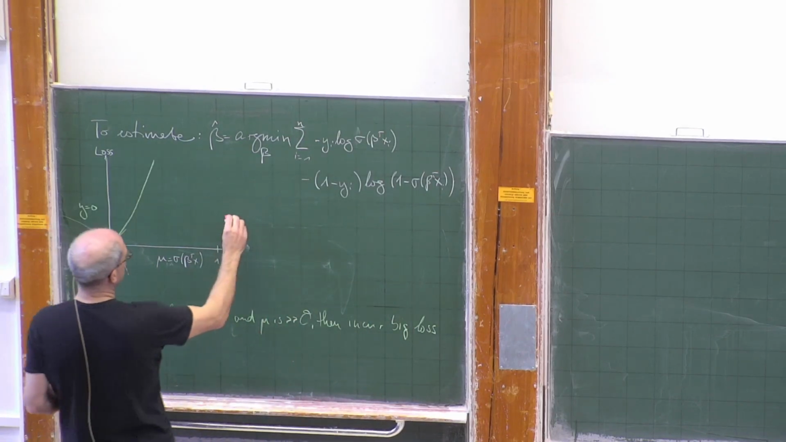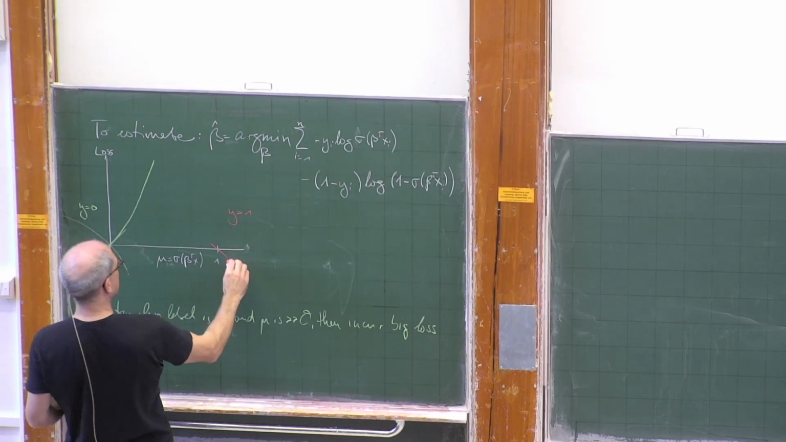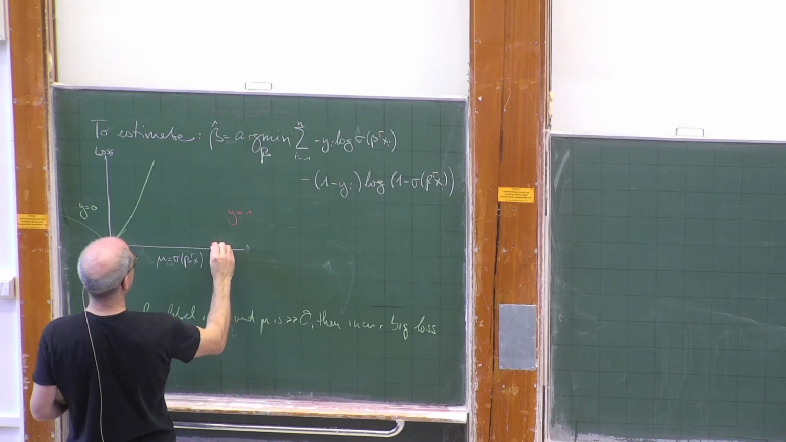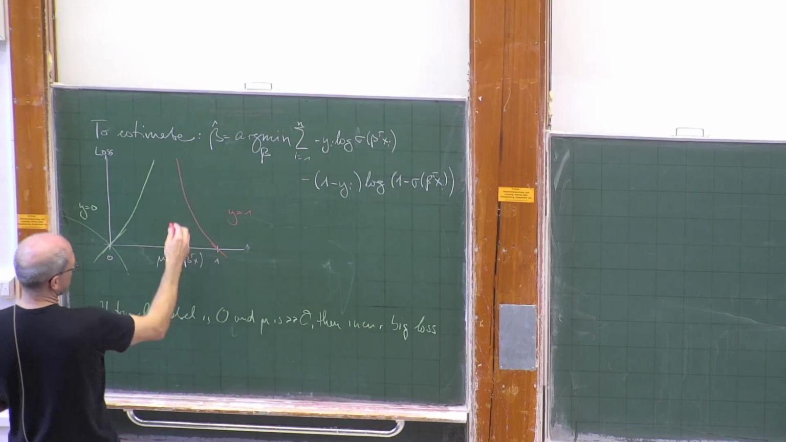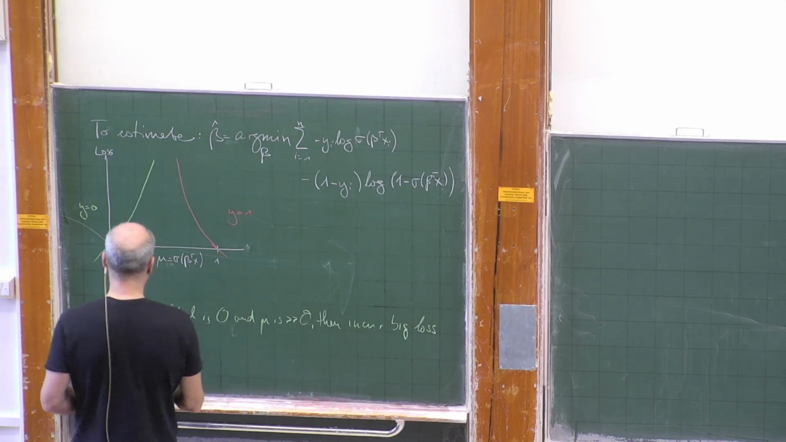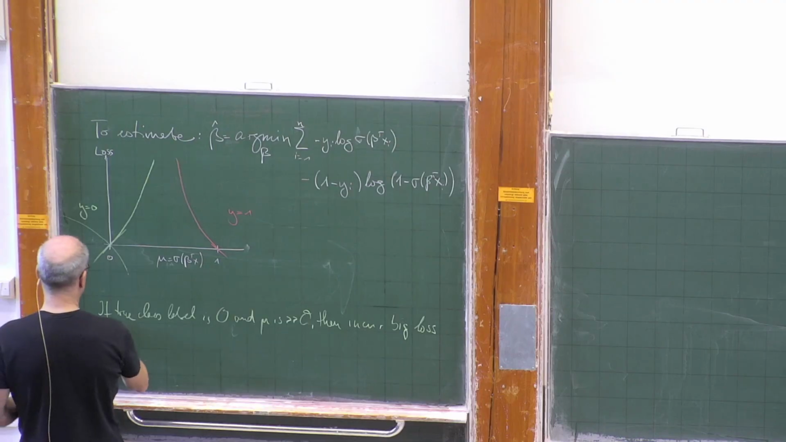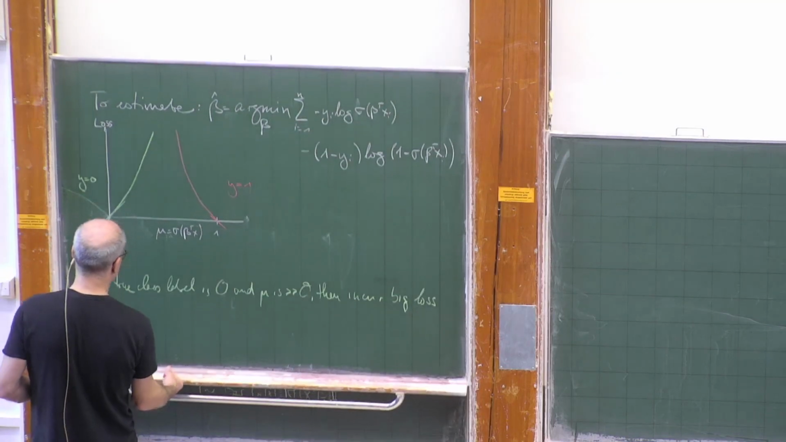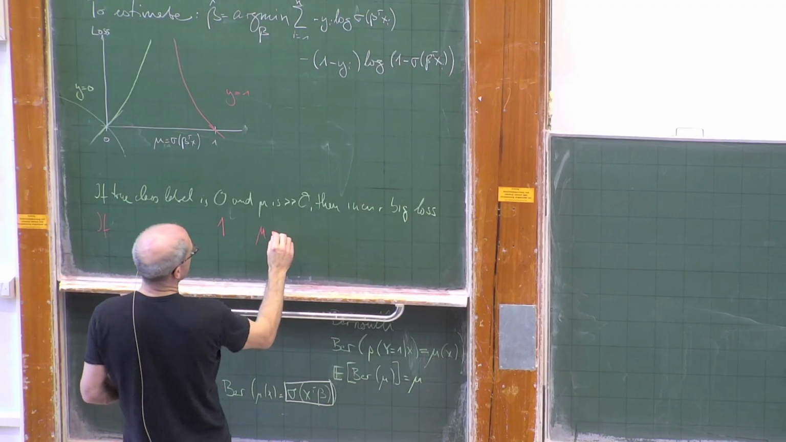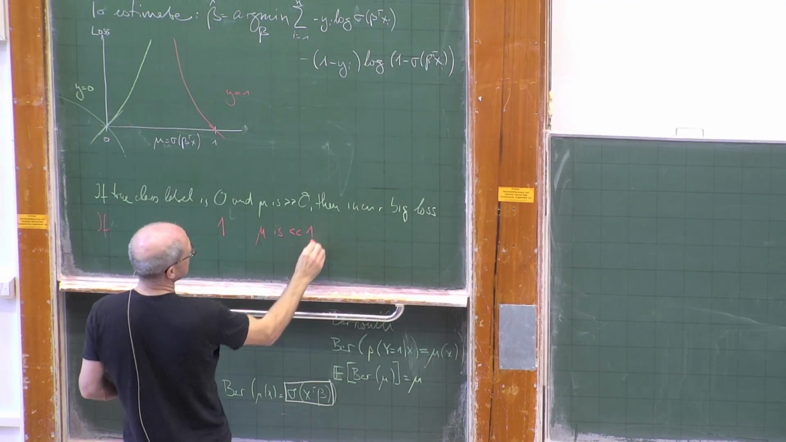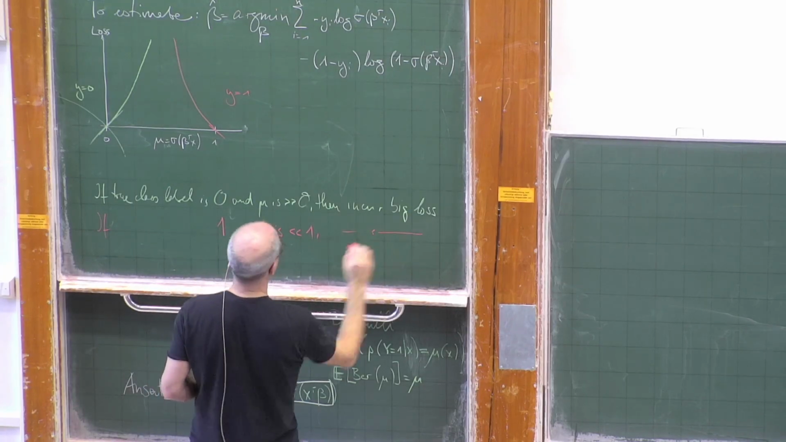And here I can make the same argument for y equals 1. I have a slope of 1 here. I have a function which increases faster, which increases exponentially. So if the true class label is 1 and mu is significantly smaller than 1, then we incur a big loss.